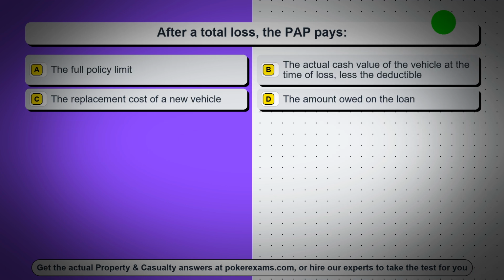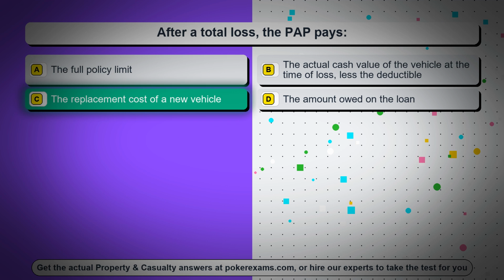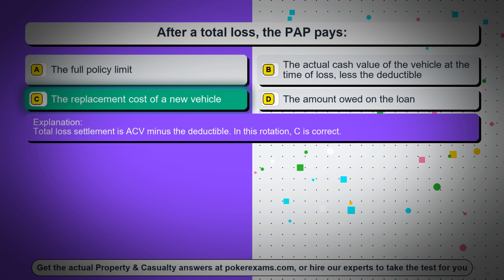Question 4. After a total loss, the PAP pays: Option A, the full policy limit. Option B, the actual cash value of the vehicle at the time of loss, less the deductible. Option C, the replacement cost of a new vehicle. Option D, the amount owed on the loan. The correct answer is option C, the replacement cost of a new vehicle. Total loss settlement is ACV minus the deductible. In this rotation, C is correct.